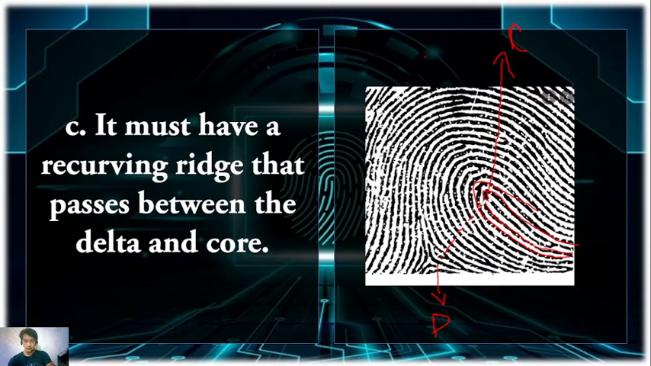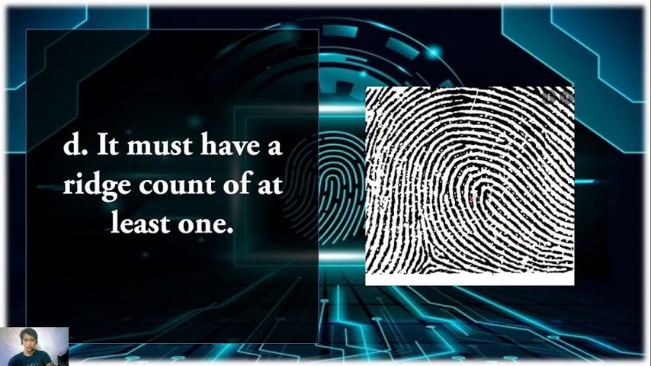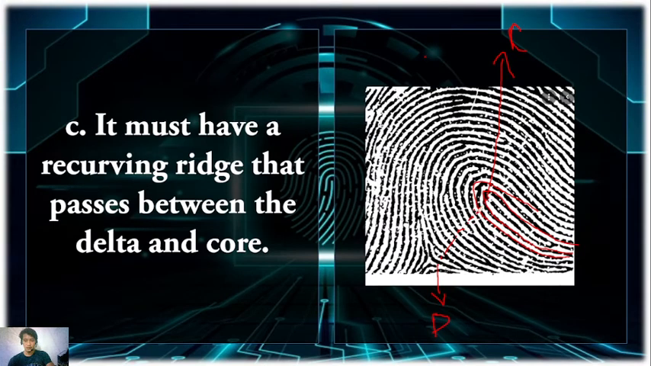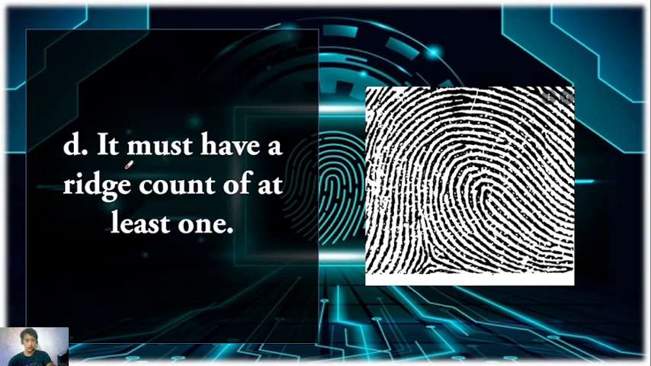So as of now, we count the ridges that pass from the delta and, of course, in between the delta and the core. As we said a while ago, we have nine, or more than 10, almost 12 ridges passing in between the core and the delta. But for us to say that it is a loop, there should be at least one.